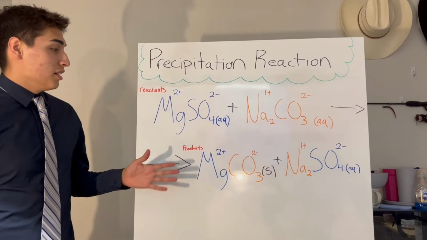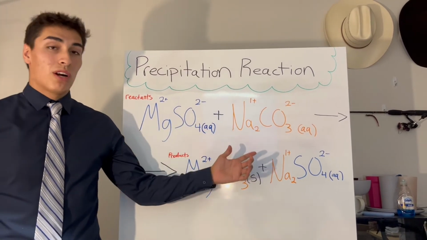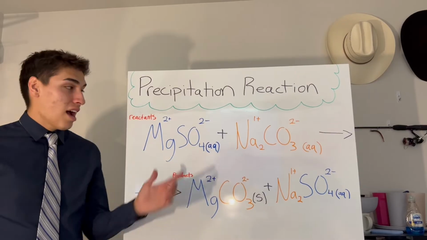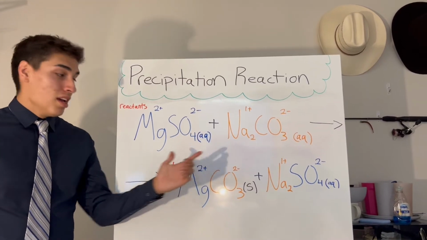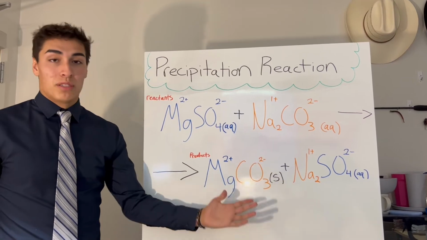So here, as you can see, we're going to take the first compound, magnesium sulfate, which is the Epsom salt, and react it with the sodium carbonate, which is the washing soda. After I mix these two solutions together, they will form magnesium carbonate and sodium sulfate. These two compounds are going to be the products.